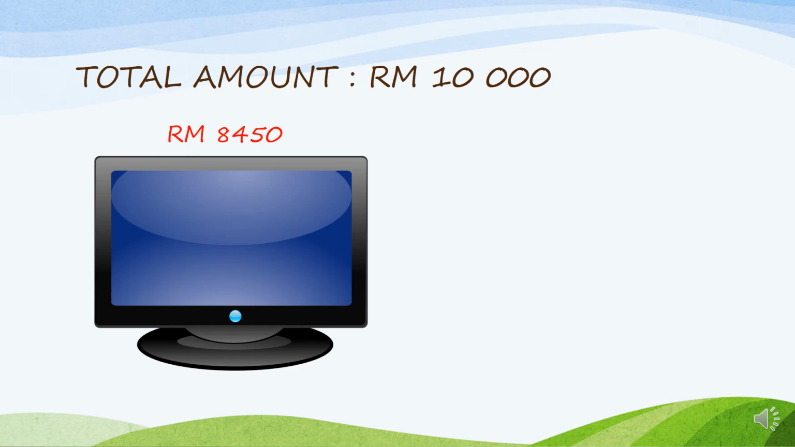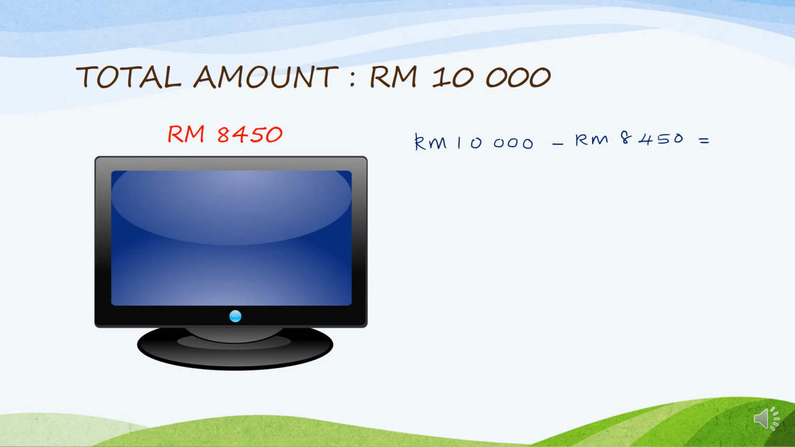So first, you have 10,000. You already bought a television with 8,450 ringgit. So what you should do? Okay, first you need to create a number sentence. RM 10,000, so you use this money, so it's considered minus RM 8,450. From this amount, you need to subtract 8,450 ringgit, because this is the amount of the television.